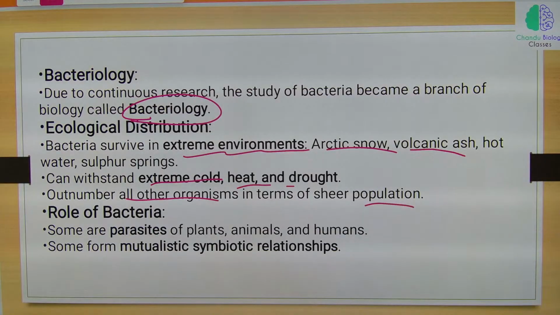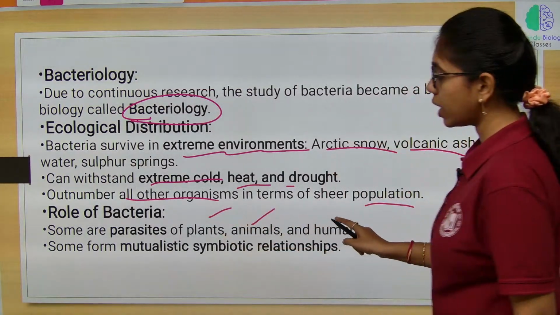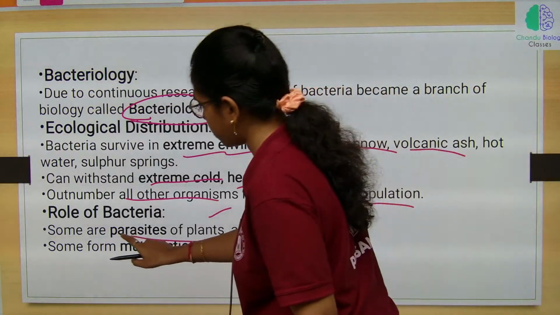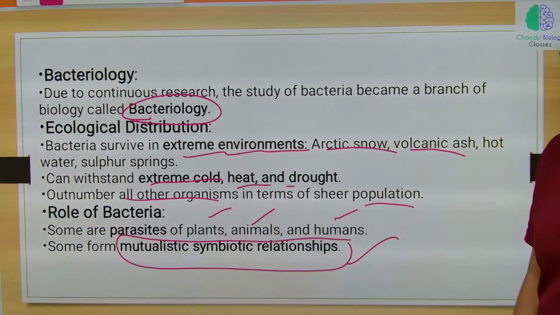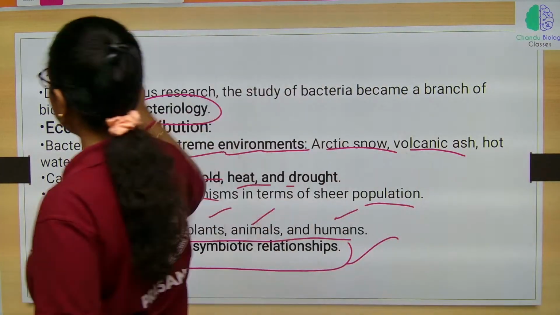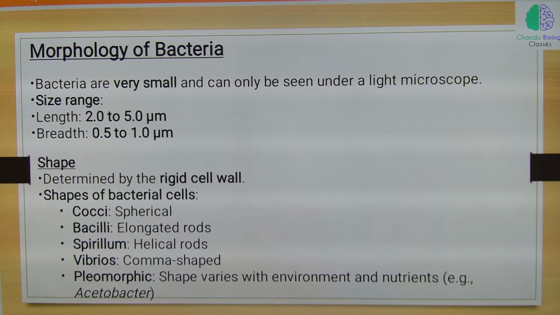Role of bacteria: some are parasites of plants, animals, and humans. Some form mutualistic symbiotic relationships. So this is about bacteria. Then, morphology of bacteria. Bacteria are very small. They can only be seen under the light microscope.